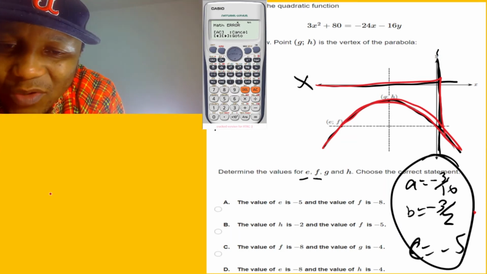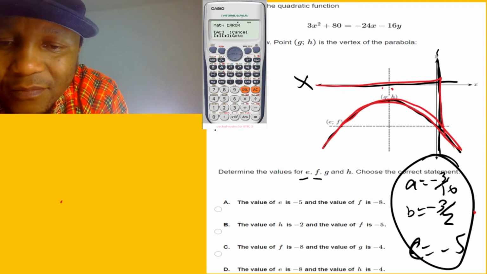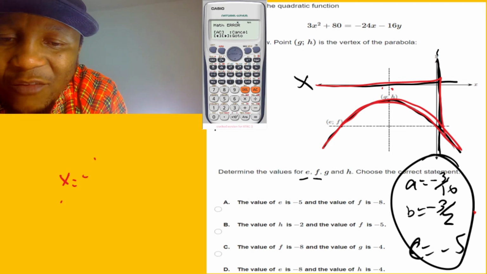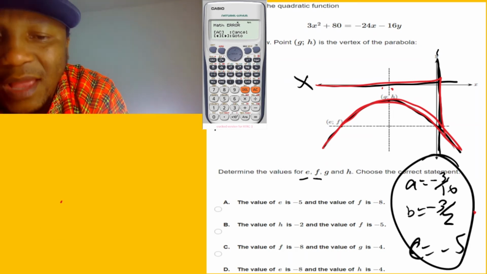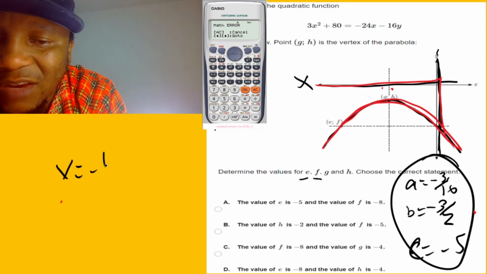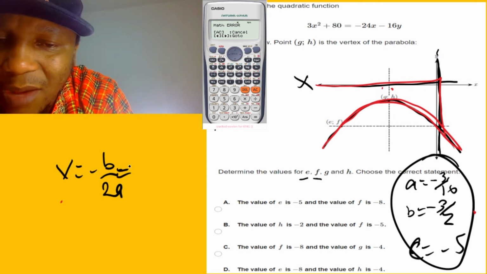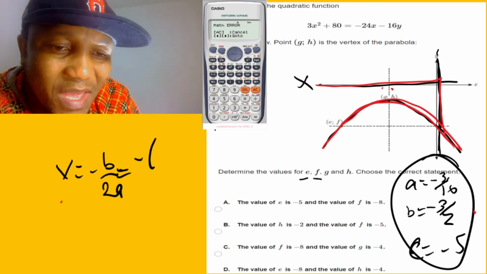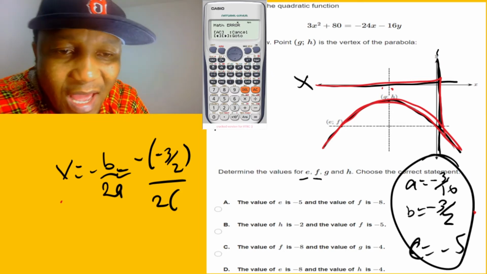So this is the turning point. How do you get the turning point? At the turning point we have x and y. So x at the turning point equals -b/2a always. That's how you get x at the turning point. But we know all these values. So I'm going to say negative, but what is b? B equals -3/2, over 2 times a. What is a? A equals -3.